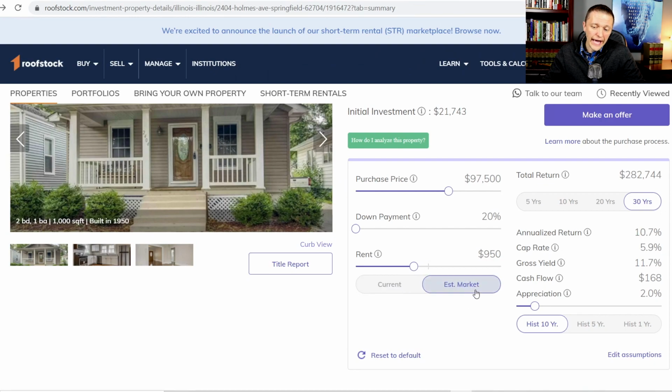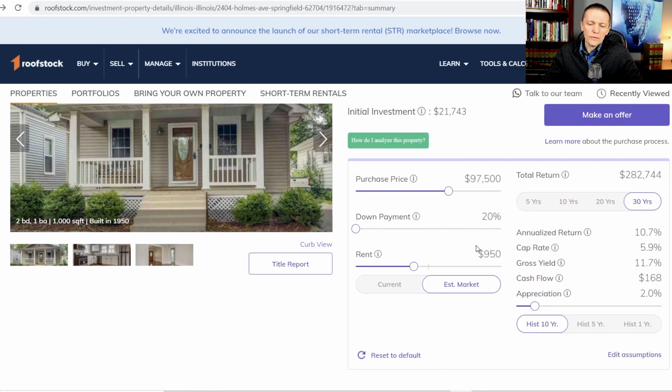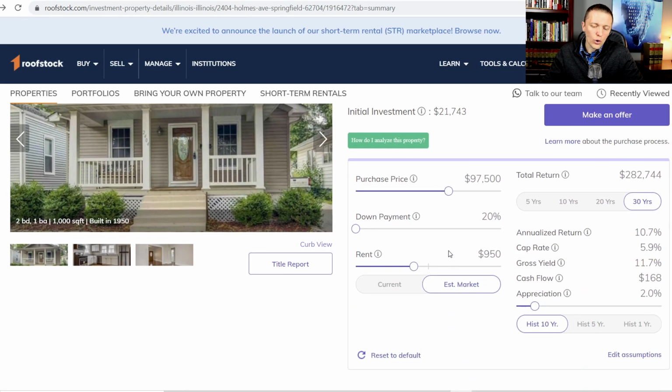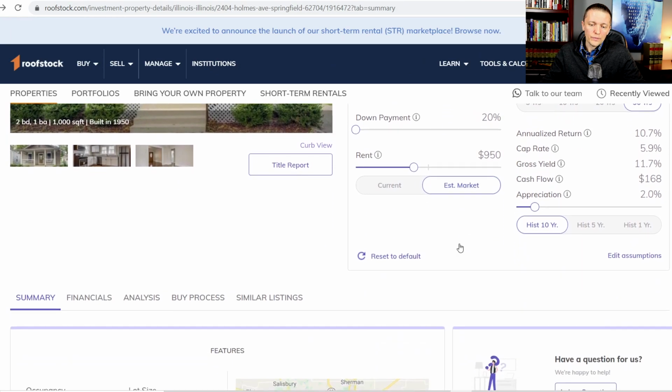Okay, and when we click on that, the estimated market rent actually goes down by $50 per month. So current rent is $1,000. Estimated market rent is $50 lower. And okay, I mean, that's kind of interesting. So it makes you wonder. It's not a huge difference, but it makes you question how the current owner is getting $1,000 per month on this rental if the estimated market rent is supposed to be lower than that. So, okay, fine.